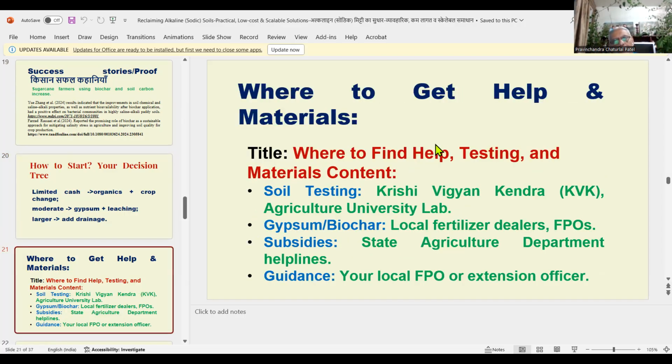How to get help for materials. Title: where to find help, testing and materials. For soil testing, farmers are advised to contact the Krishi Vigyan Kendra or an agriculture university lab. For gypsum and biochar, contact a local fertilizer dealer or FPOs. For subsidy, contact the state agriculture department and helplines. For guidance, contact your local FPO or extension officer of the taluka or state.